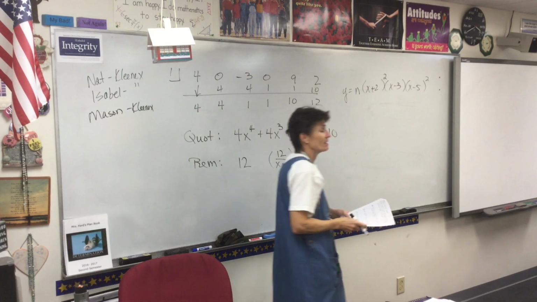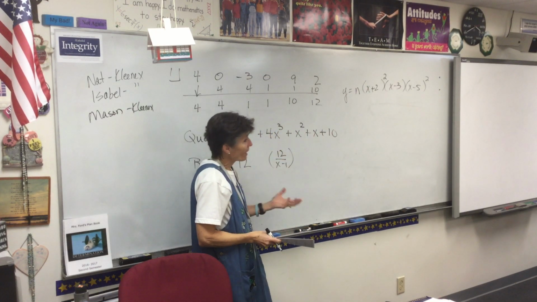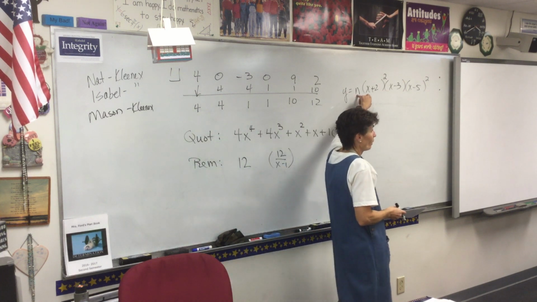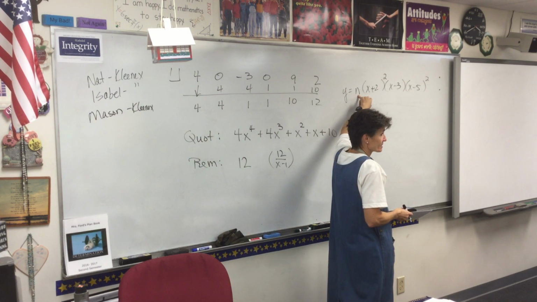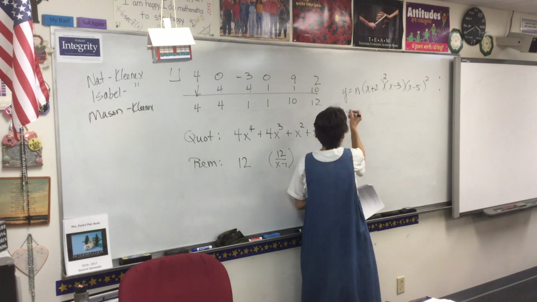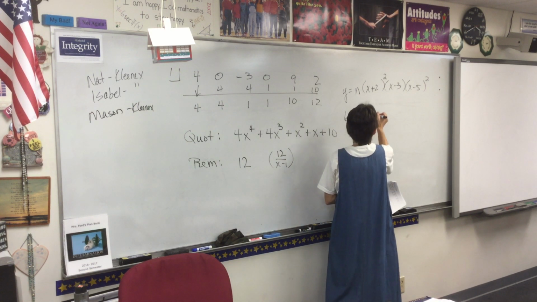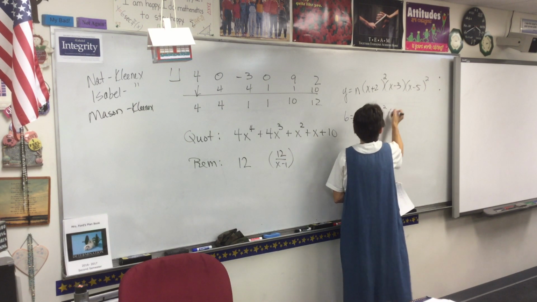We got this point, 1, 6. What are we going to do with it? We're going to plug it in. And why are we plugging it in? To figure out what the leading coefficient is. So in goes 6 for y and 1 for x.